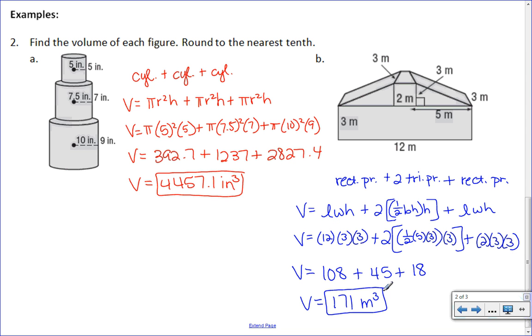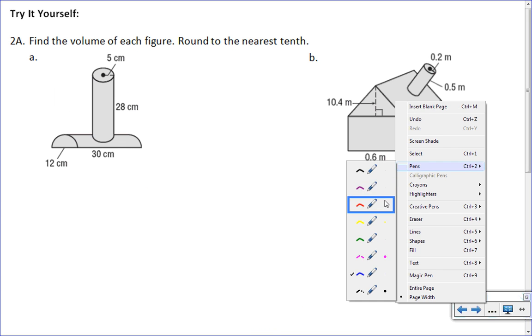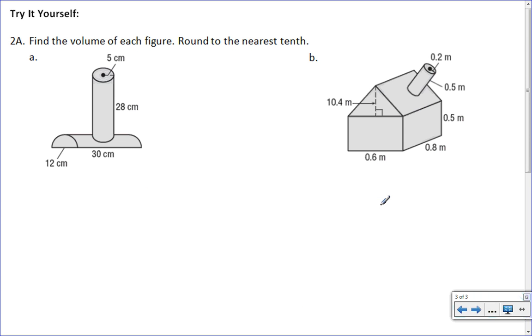Okay, at the top of the next page, there are 2 similar problems for you to try on your own. So pause the video and find the volume of each of those. When you're ready to check your answers, go ahead and press play.